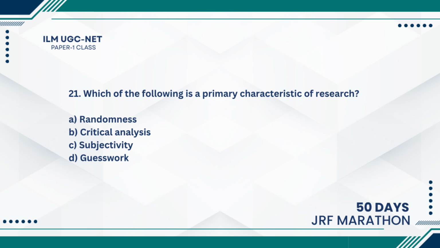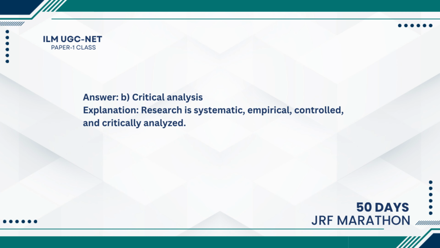Question number 21. Which of the following is a primary characteristic of research? Randomness, critical analysis, subjectivity, guesswork. So research is always systematic, empirical, controlled and critically analyzed. So that will be option B, critical analysis.